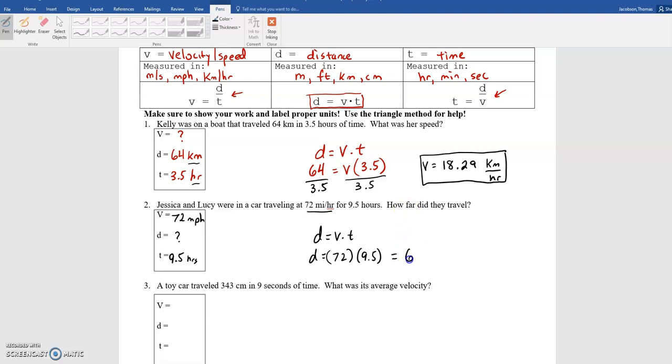And all I have to do is go to my calculator, and I get 684. But again, you have to put a unit. Is that feet? Is that inches? What is that? In this case, we have to look for the distance in the problem. And they were going 72 miles per hour. So our answer has to be 684 miles.